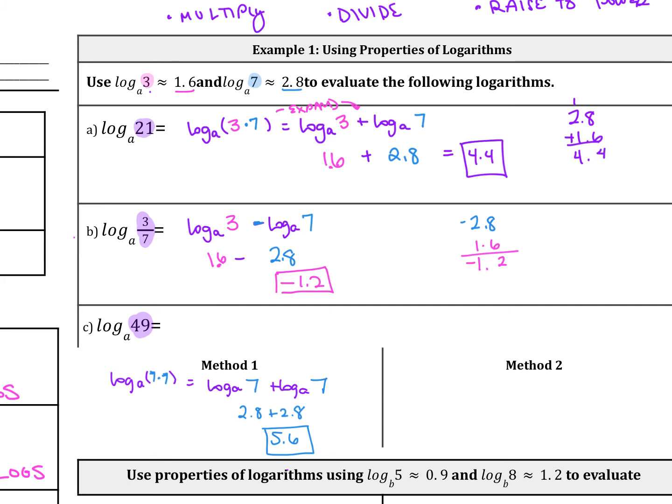And then method 2, another way to represent 49 with 7 is we can say that it's 7 squared.